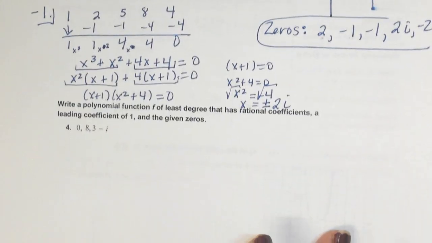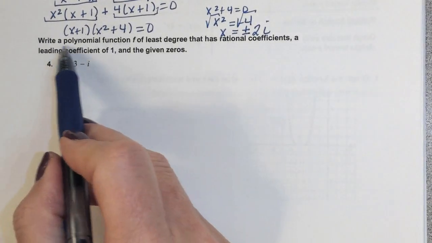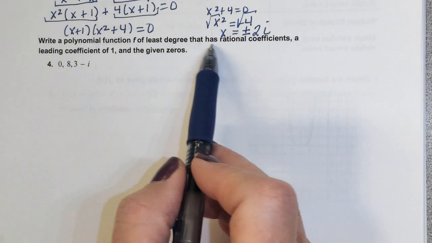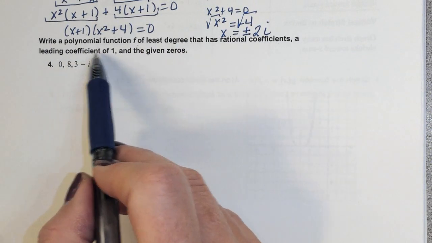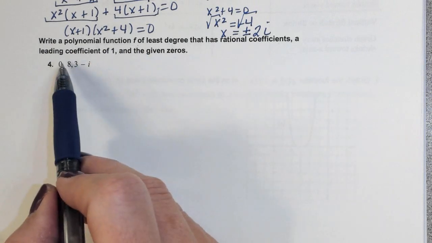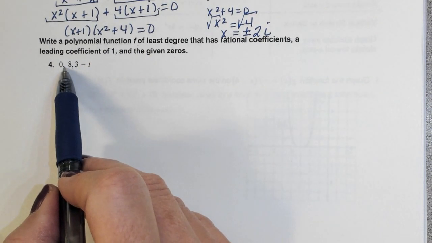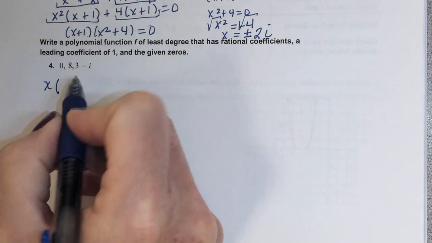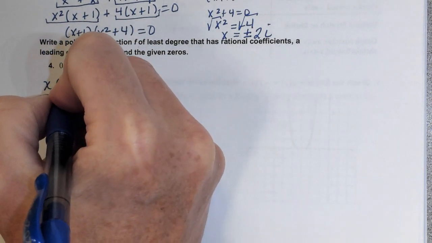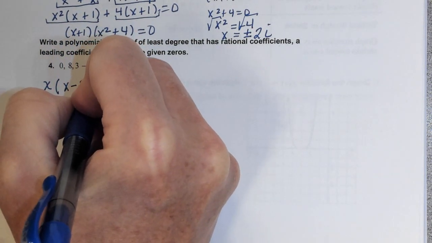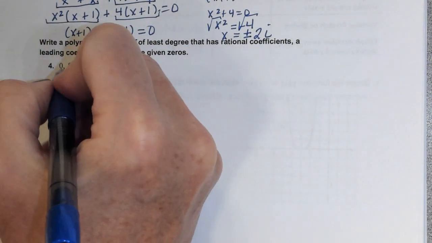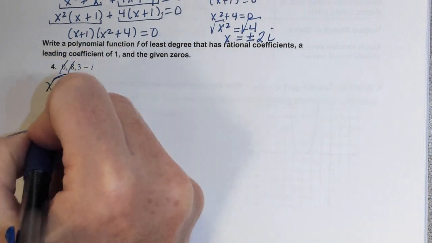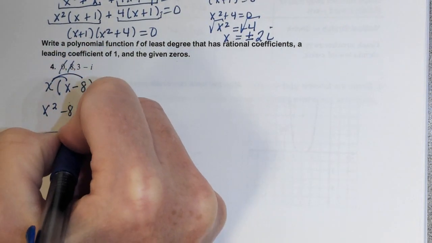All right. Let's look at this last one. We're going backwards now. Write a polynomial function f of least degree that has rational coefficients, a leading coefficient of 1, and the given zeros. So 0 is a 0. So what was the factor then? Well, it had to be x. So I know I've got x. 8 is a 0. What was the factor? X minus 8. Now, that's what I know so far with these two. I'm just going to work with these two to start. I'm going to multiply them out. I get x squared minus 8x.